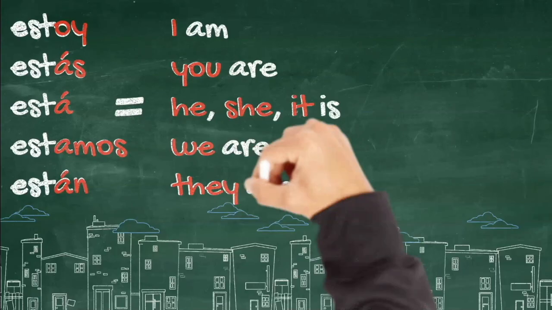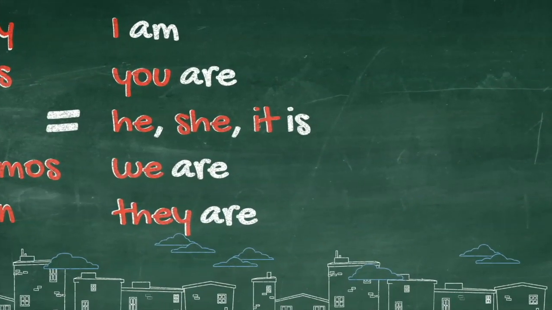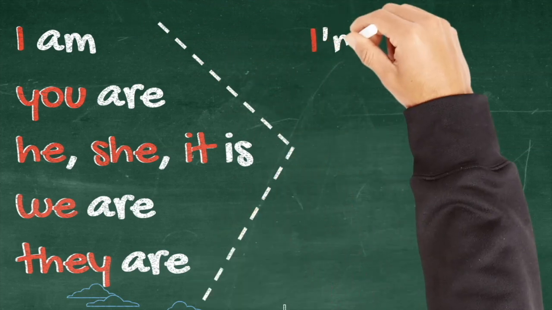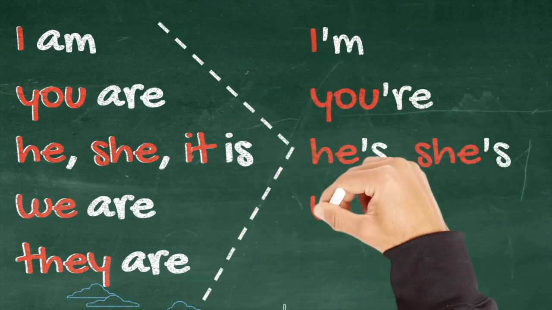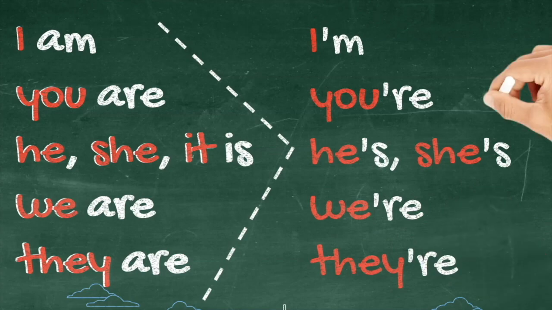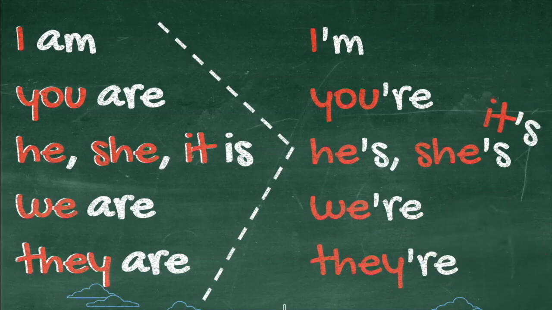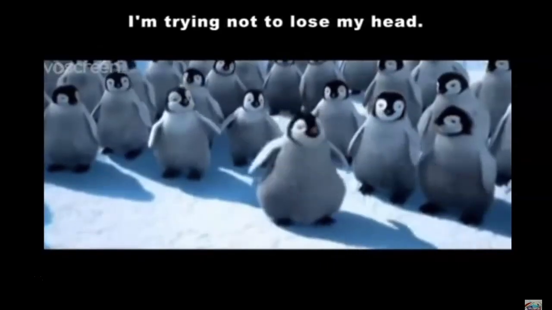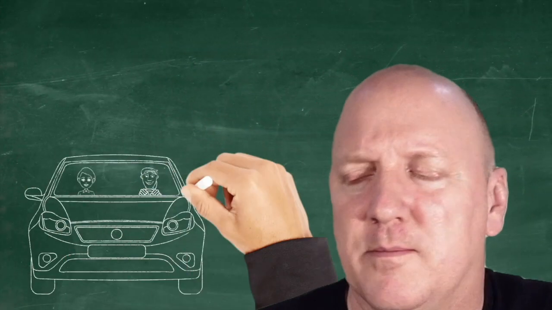And it's good to be able to visualize that when you're talking to someone and you're trying to express yourself. But one thing that we often do in English is we contract the subject and the auxiliary. So instead of saying I am, we say I'm. And we say you're. And we say he's or she's or it's. And we say we're. And we say you're. And it's very common that we speak this way in English. I'm trying not to lose my head. Let's take a look at what I mean by that.